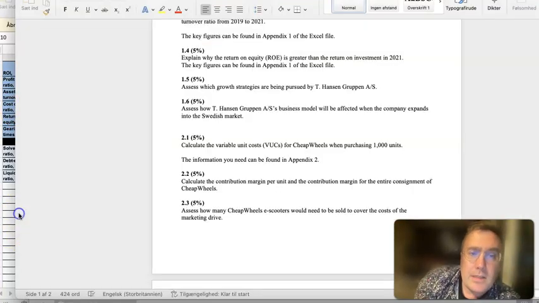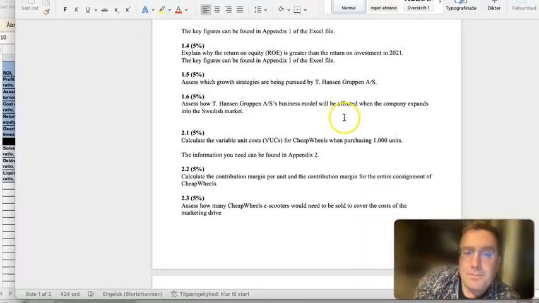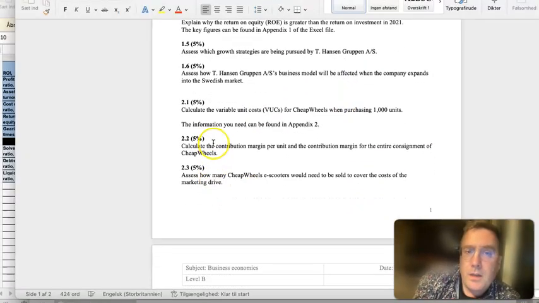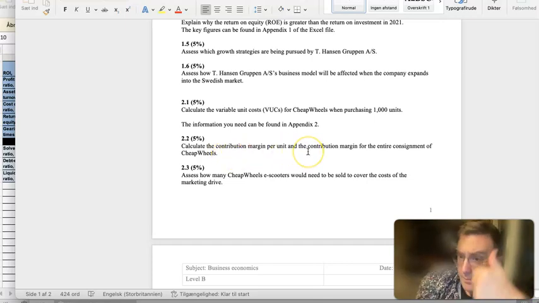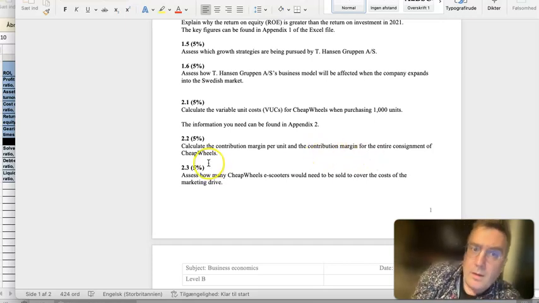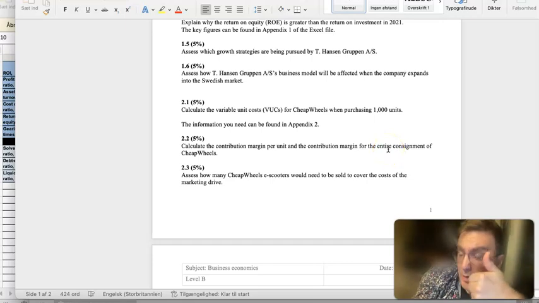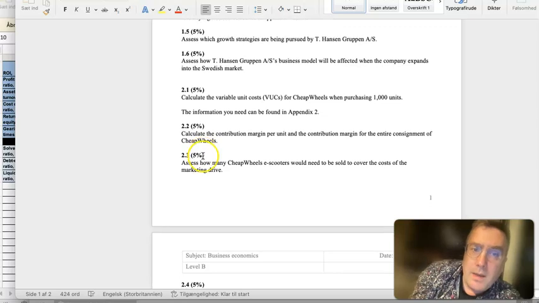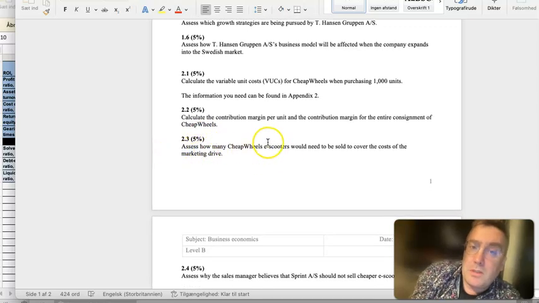If we take the next assignment, calculate the contribution margin per unit. Remember, selling price minus variable unit cost, and then the contribution margin for the whole consignment is the contribution margin per unit multiplied with the volume of total sales. Assess how many Cheap Wheels scooters should be sold to cover the marketing drive.